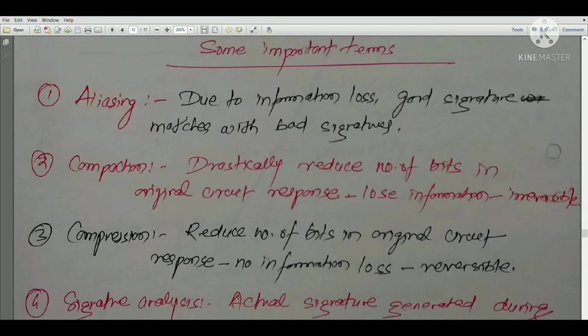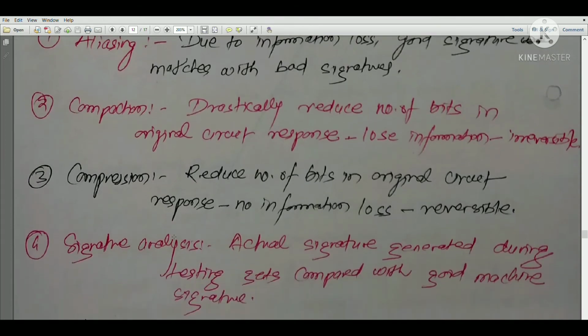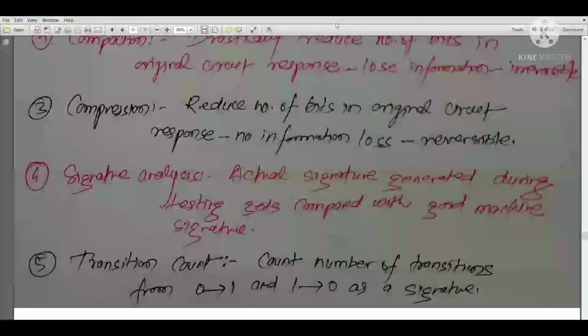Second is compaction: drastically reduce number of bits in original circuit response, but some information will be lost, and this process is irreversible. Third is compression. Reduce number of bits in original circuit response, no information loss is there, and it is reversible. We can go back and change the logics. Here in case of compaction, we cannot go back. If we have changed the logic, it will remain changed. We cannot go back and change that logic again. So compression would be the preferable method.